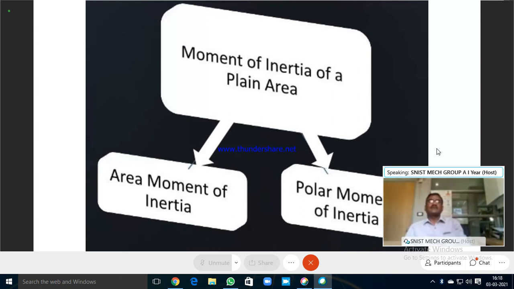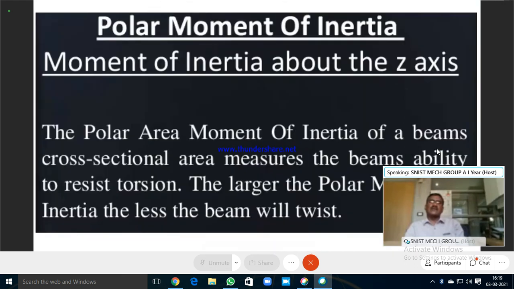Yes. What is this polar moment of inertia? You just note down the definition. Yes, it is also called, very correct, Shaker, it's correct. It is called perpendicular axis theorem. Polar moment of inertia is also called perpendicular axis theorem. So that we are going to discuss in the next slide.